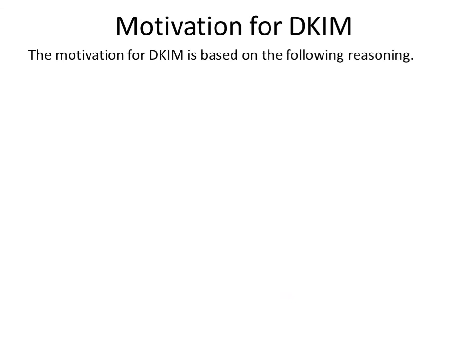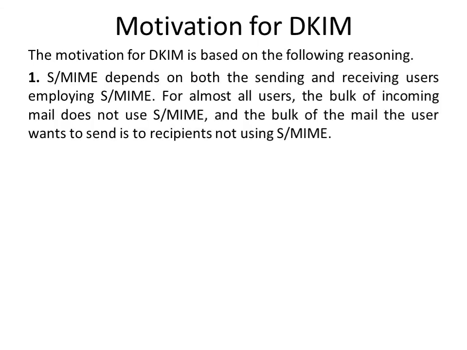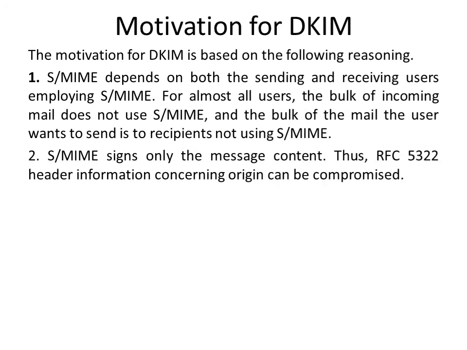Then what is the motivation for DKIM? The motivation for DKIM is based on the following reasoning. S/MIME depends on both the sending and receiving users employing S/MIME. For almost all users, the bulk of the incoming mail does not use S/MIME, and the bulk of the mail the user wants to send is to recipients not using S/MIME. S/MIME signs only the message content. Thus, RFC 5322 header information concerning origin can be compromised.